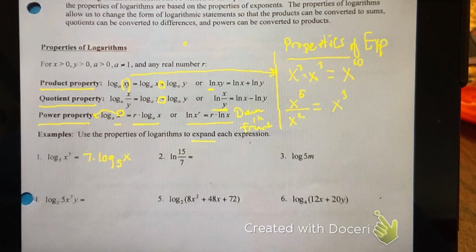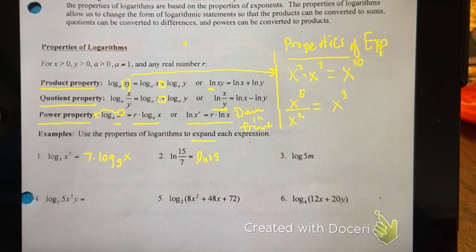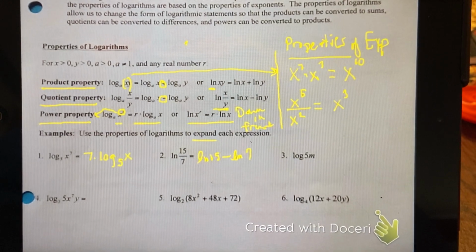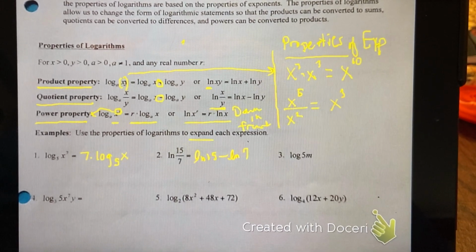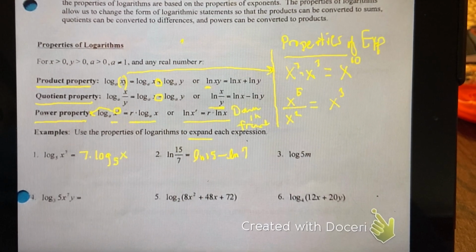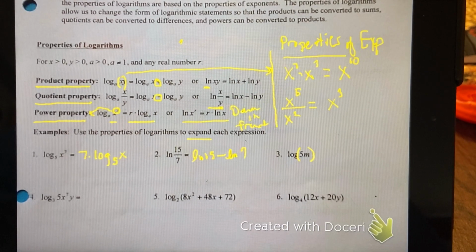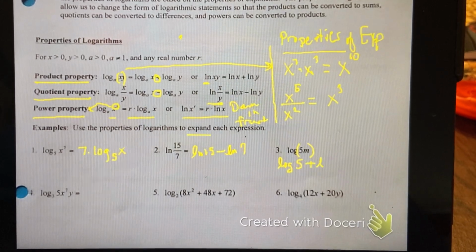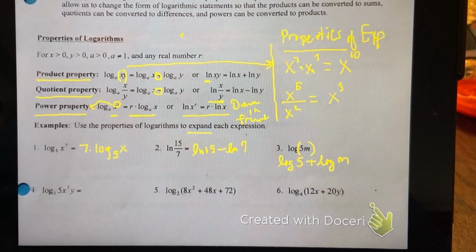Same thing with number 2. Natural log 15 divided by 7 just means natural log 15 minus natural log 7. Okay, you're expanding it out. And then when you get to number 3, you are looking at 2 separate terms here. They're being multiplied. So that means log of 5 plus log of m. All right, so that's as far as you sort of need to go.